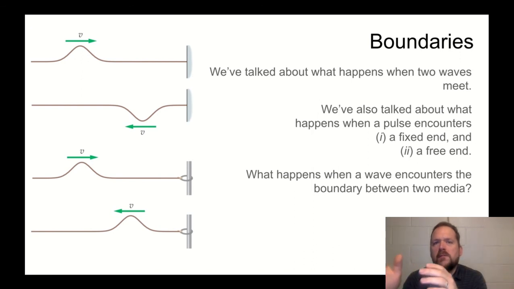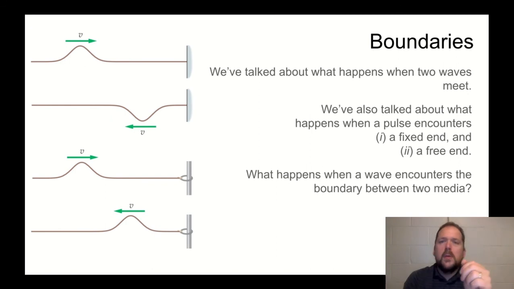If a single pulse comes in and hits a fixed end where the string is tied to the wall, it's reflected back on the other side in the opposite direction. When it hits a free end, quote unquote free end, and this ring allows the string to slide freely, the reflected pulse comes back on the same side of the boundary. But what happens when a wave encounters the boundary between two media?